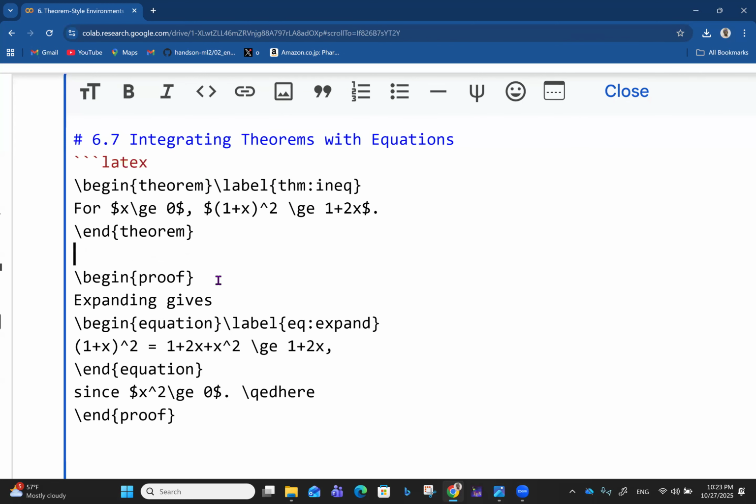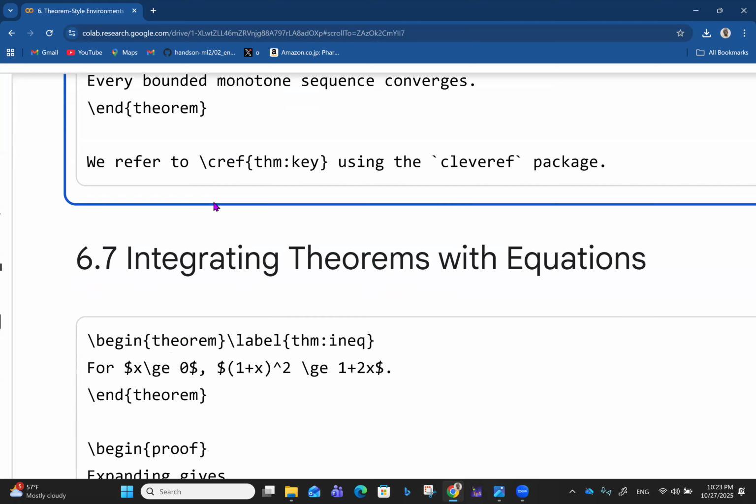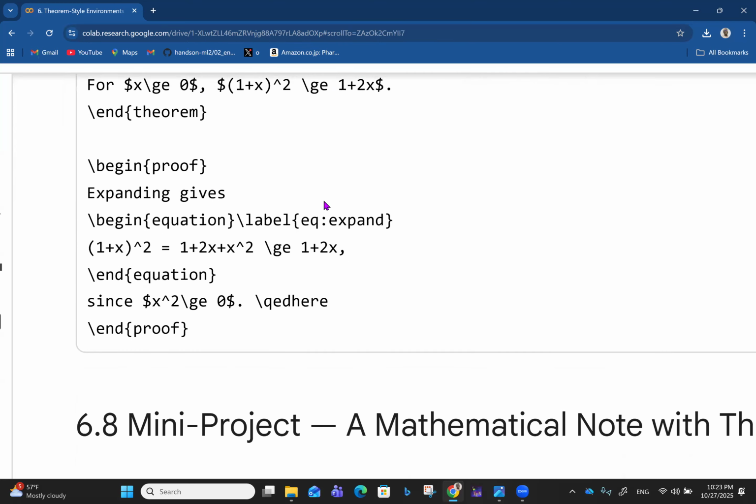So, and then the proof, begin proof, and then the proof ends there, down there. Okay, so begin proof. So expanding gives begin equation, you label the equation. So (1 + x)^2 equals 1 plus 2x plus x squared, which is greater than or equal to 1 plus 2x, because this is 1 plus 2x here.